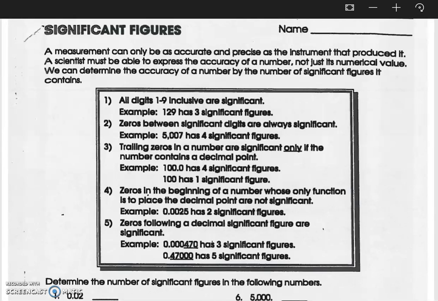So today we're going to talk about significant figures, and this is a hard topic for chemistry students. So I'm first going to explain the importance of significant figures, and then the rules, and then we'll do some practice problems. So the importance of significant figures is this. It says right here, a measurement can only be as accurate and precise as the instrument that produces it.